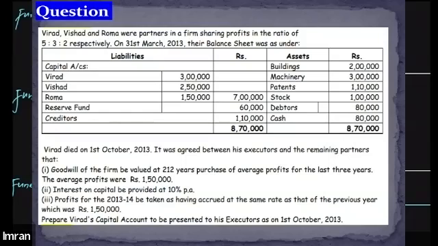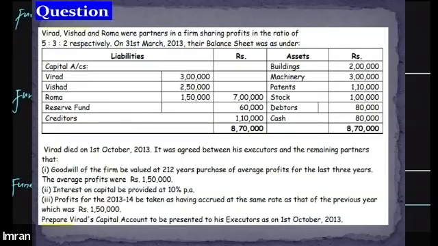Apart from the balance sheet, there is certain adjustment information as well. It says Virad died on 1st of October 2013. So basically, he died within the accounting year, before the closure of the financial year. It was agreed between his executor and the remaining partners that goodwill of the firm will be valued at 2.5 years purchase of average profit. For the last 3 years, the average profit is 1,50,000. So the average profit is already given in the question.